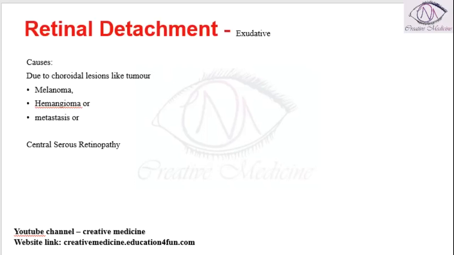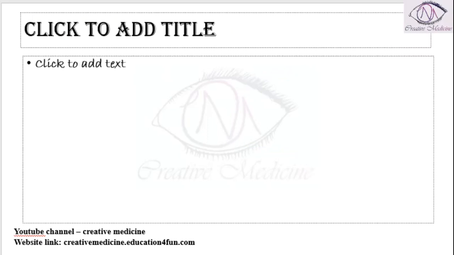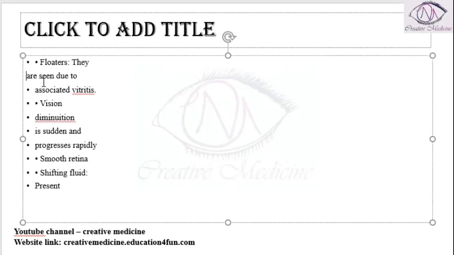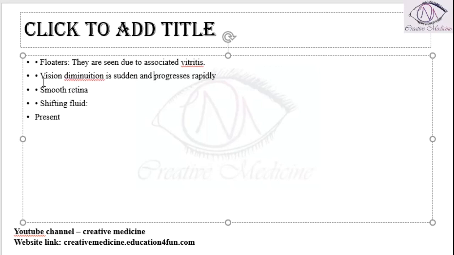Then in the exudative retinal detachment, if this is the retina, fluid or effusion is seen in the retina, thus the retina is like this. So this again has a convex configuration. Now, here the patient will see floaters in the eye. These floaters are also associated with vitritis. Visual loss is seen because it is due to a tumor. This visual loss is sudden and will always be progressive, and it progresses rapidly if it is a malignant tumor. A smooth retina is seen, and shifting fluids may be present.